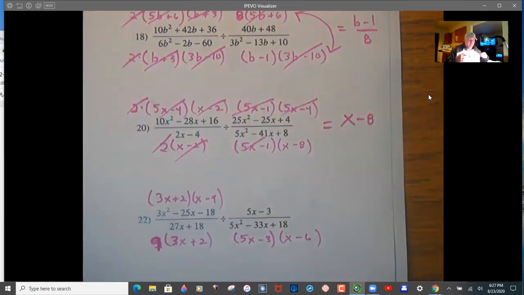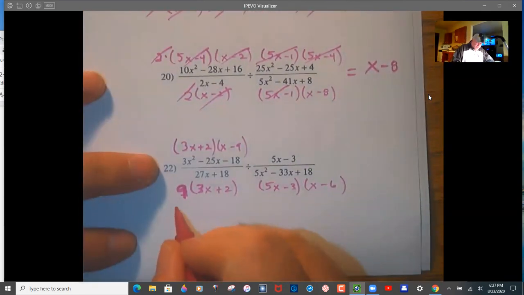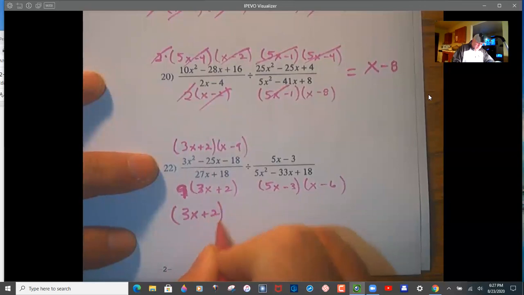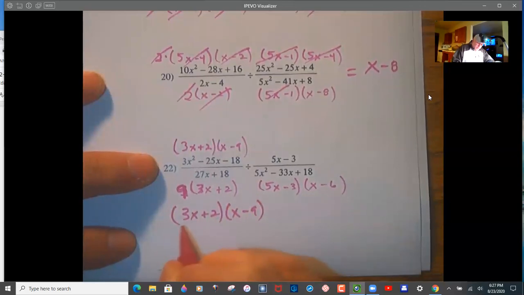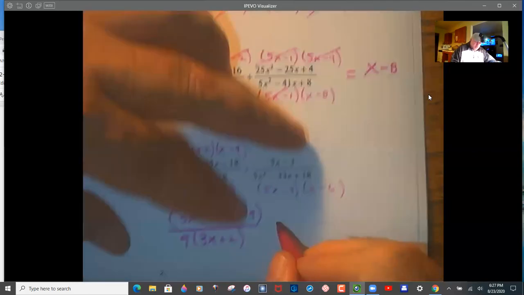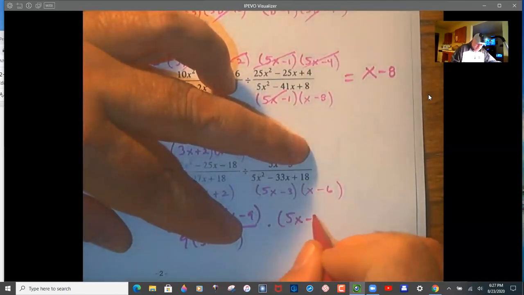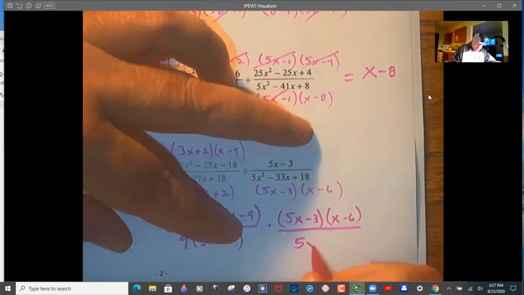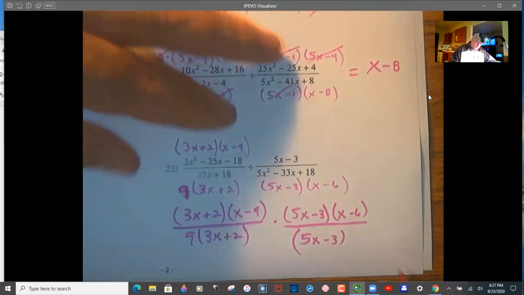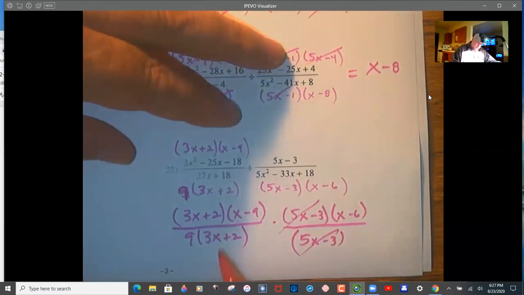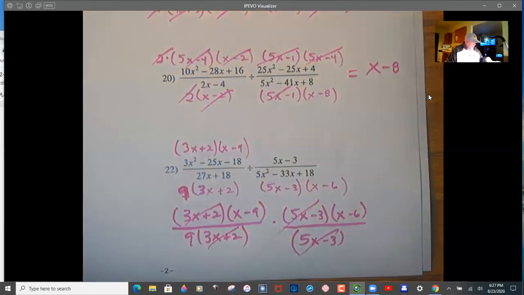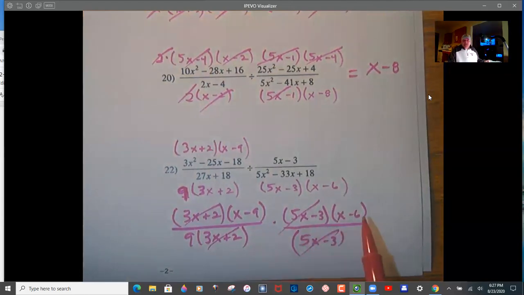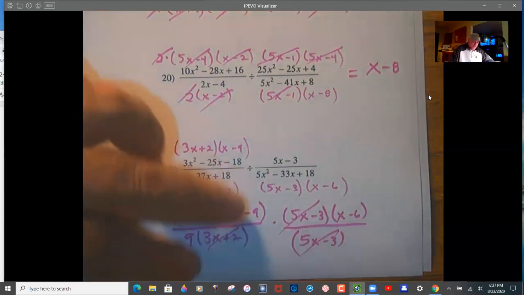It's probably better if you actually write it flipped instead of trying to. So let's do this last one. And I won't cut corners on this. We will write it flipped, and that's probably the safest thing to do, after, of course, you get the factoring correct. There it is flipped, and now we're ready to start canceling things. So x minus 9 times x minus 6 over 9.